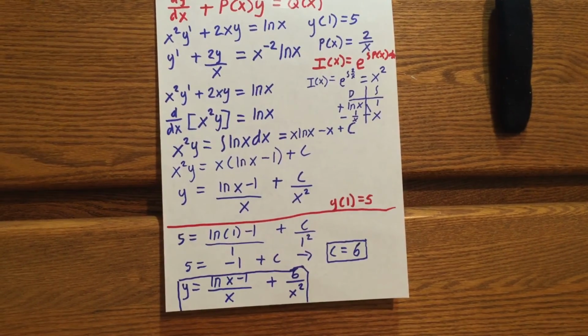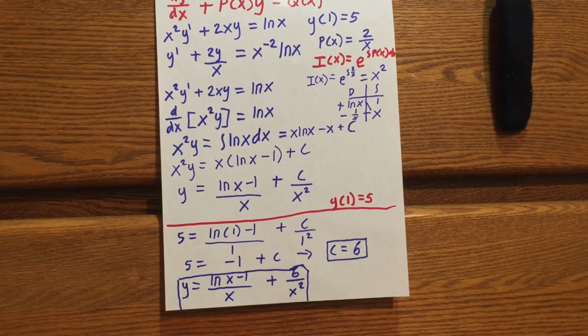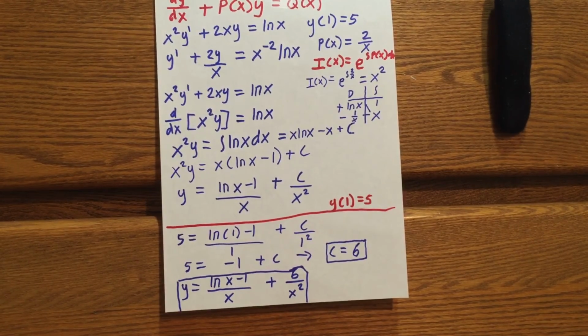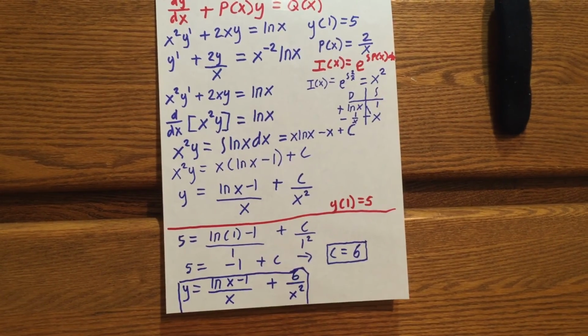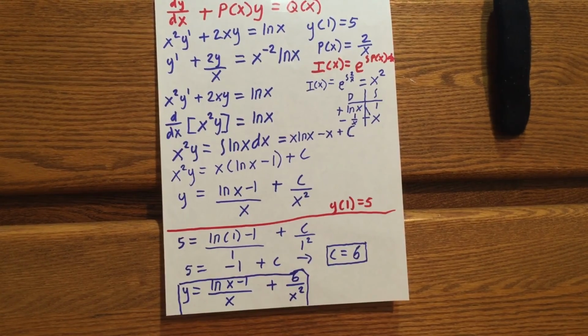So you just have to put that back into your original equation, and it's going to be y is equal to ln x minus 1 all over x plus 6 over x squared.